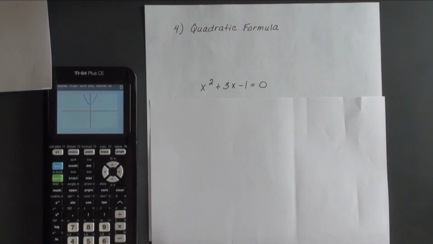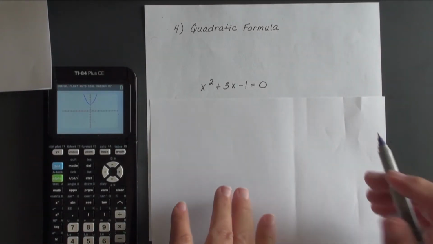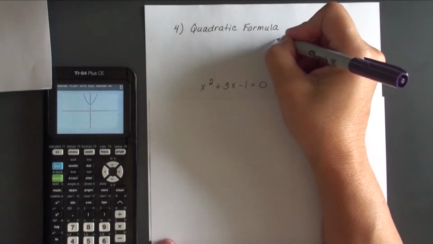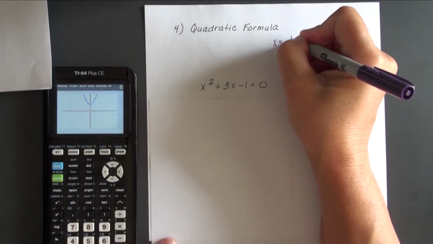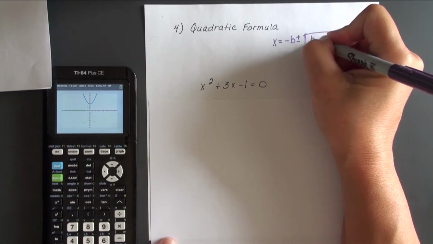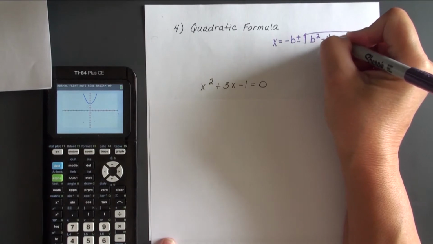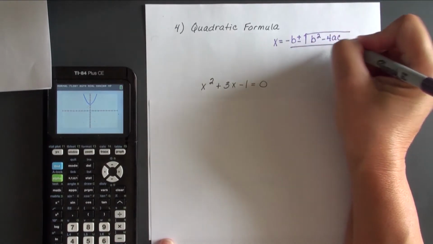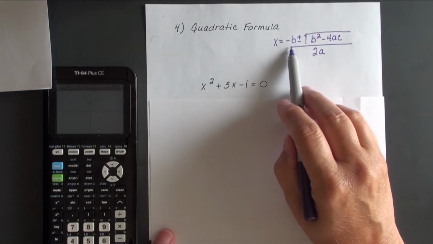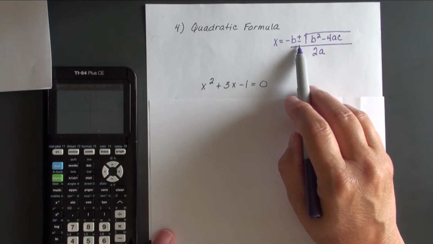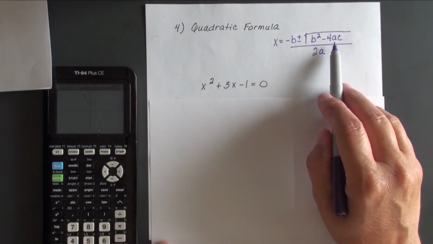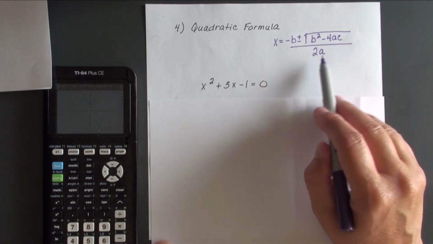Our last method for solving quadratic equations is called the quadratic formula. And this is also a formula you may have heard of before. If not, it is something that you really need to know. We talk about the quadratic formula: x equals negative b plus or minus the square root of b squared minus 4ac, all over 2a.